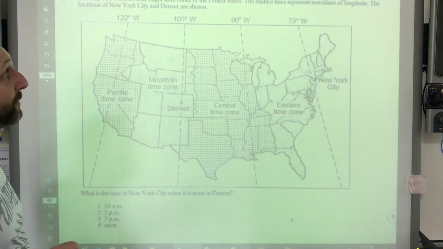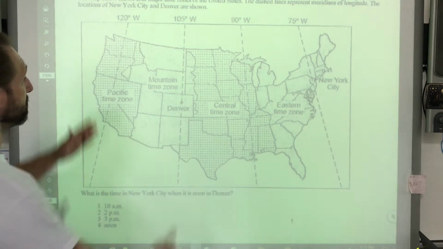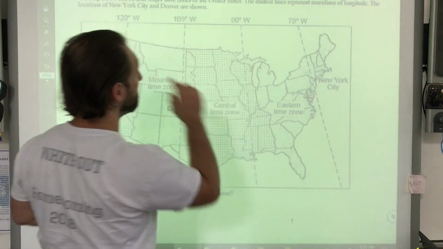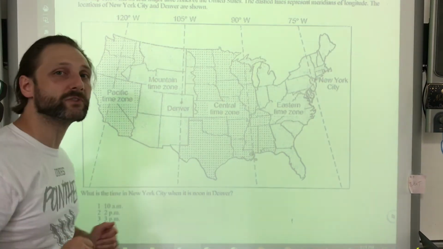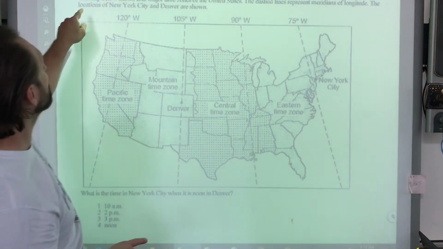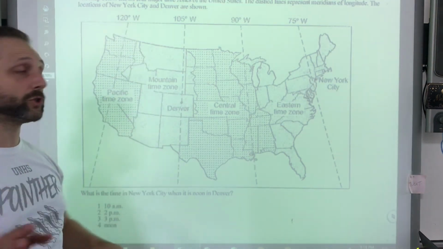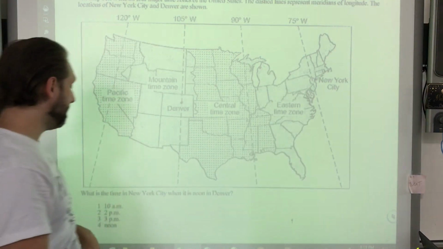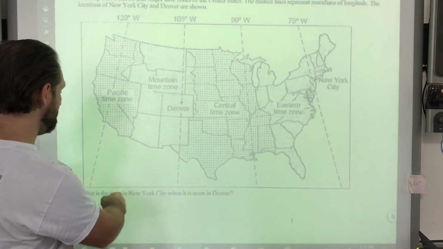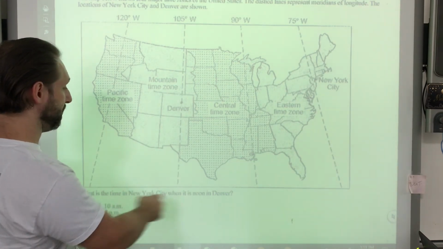Number 2, the map below shows 4 major time zones in the United States. The dashed lines represent meridians of longitude. Meridians are these lines. Okay? It's another vocabulary word. Earth science likes to use 75,000 synonyms for everything. So the locations of New York City and Denver are shown here. All right, now we have to figure out what time it is in New York City when it's noon in Denver.